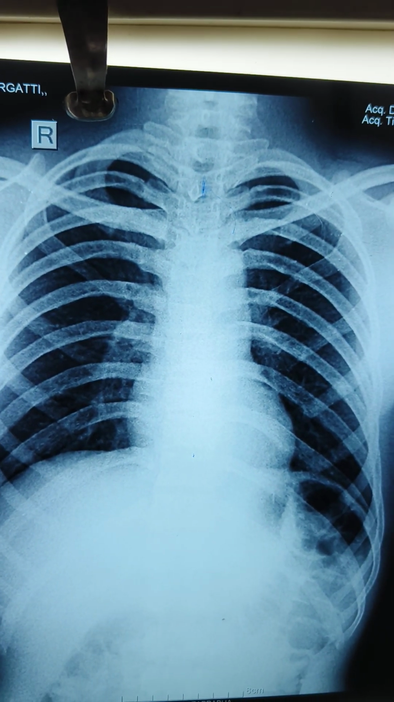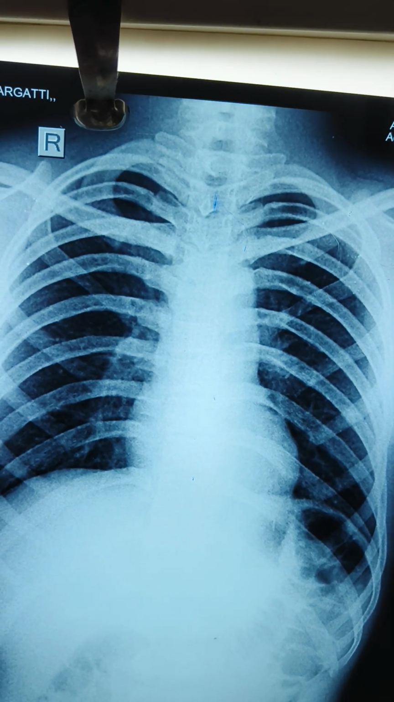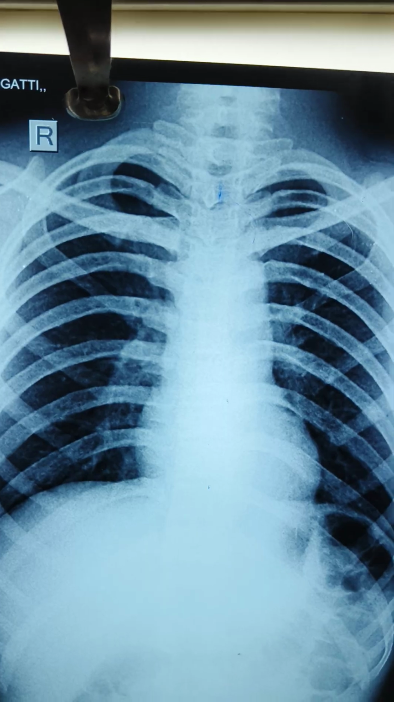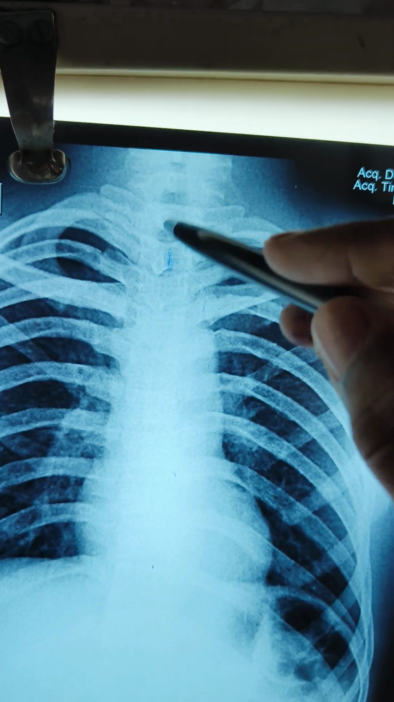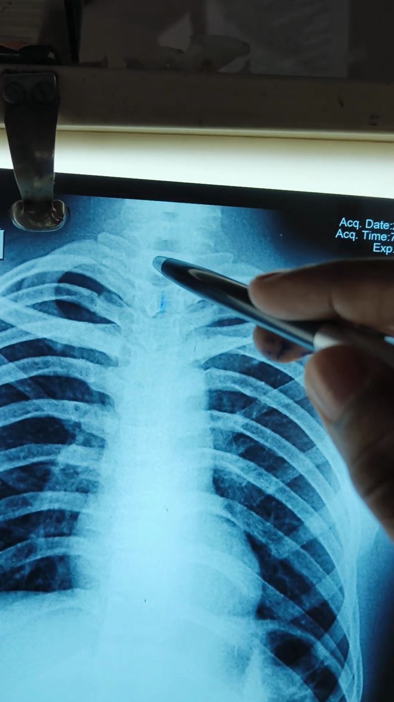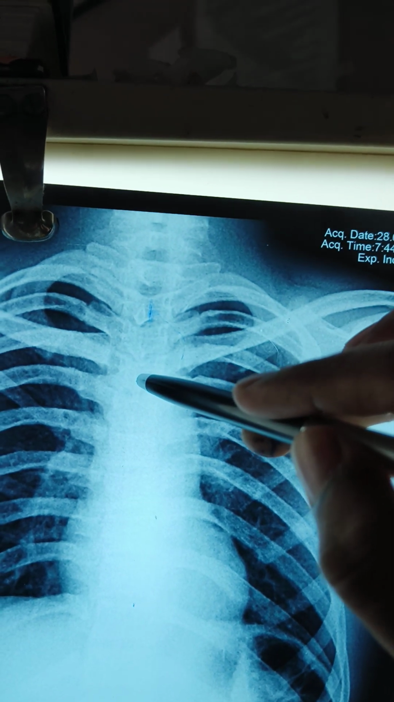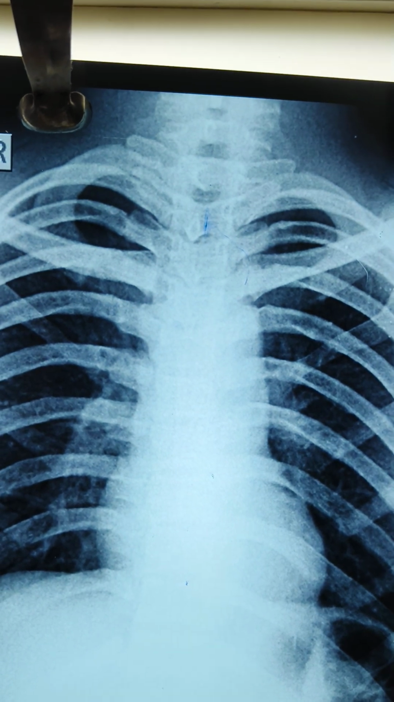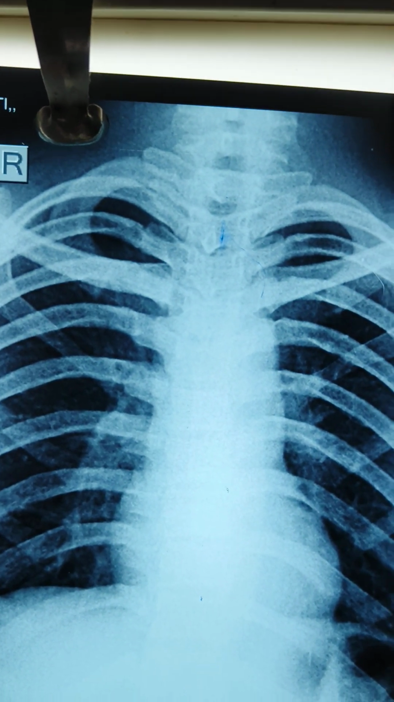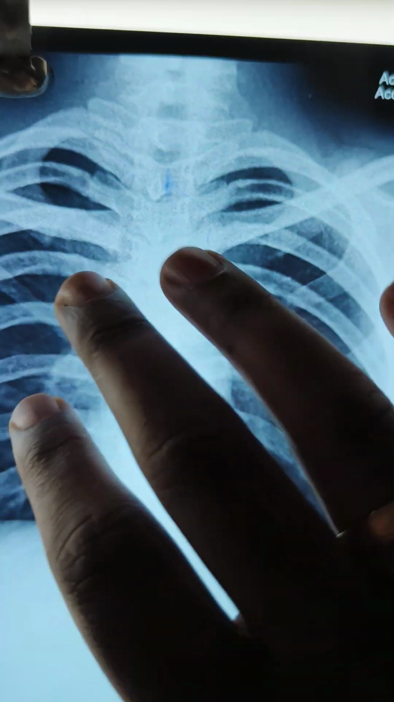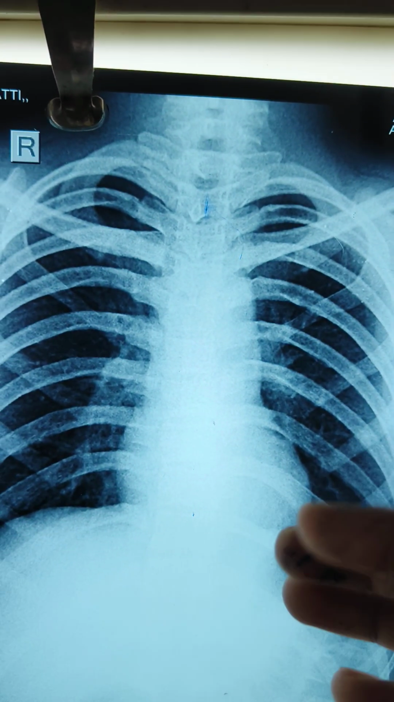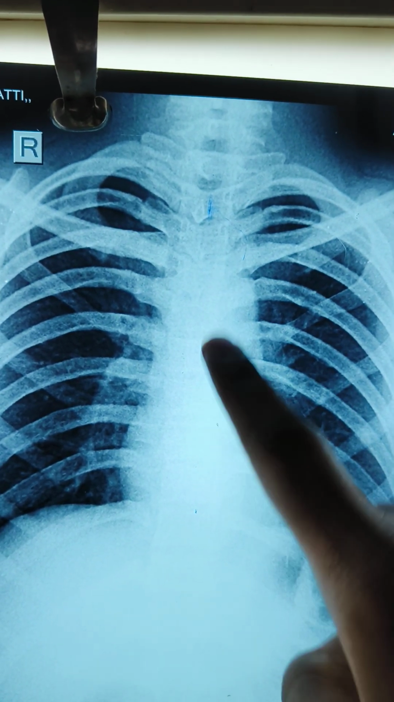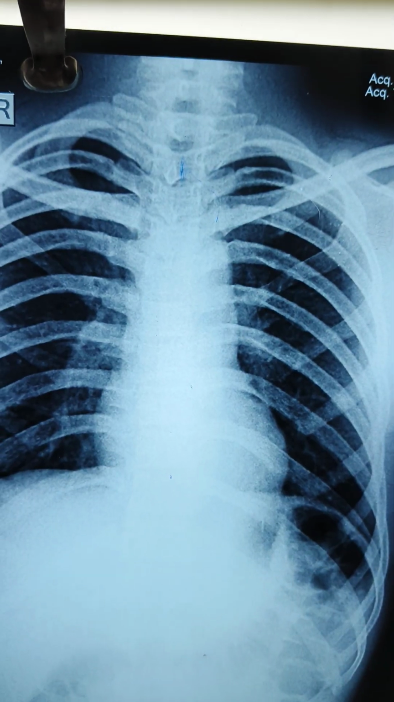And one more thing is that the exposure of the X-ray is very important. By exposure, we have to see the spinous processes of the vertebrae. You can see here first, second, third, fourth. In a normal chest X-ray, we can see the spinous processes of only the first four vertebrae. Others are not seen because of the heart shadow. If the film is overexposed, we can even see the spinous processes of the remaining vertebrae also. So this is one important point.